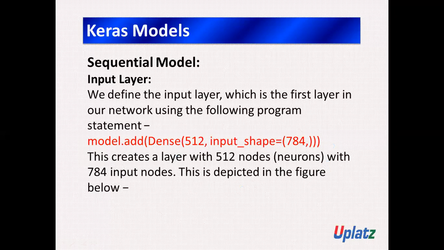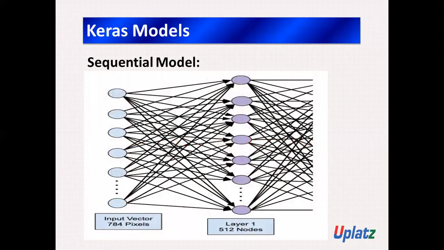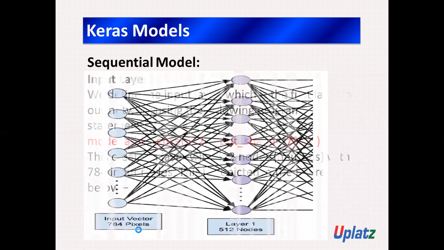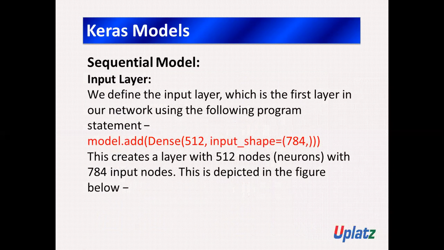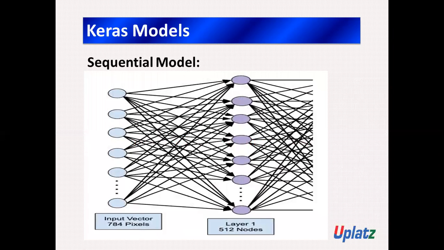This is depicted in the figure below. 512 nodes, 784 input. The layer 1, the input layer, with 512 nodes, and then the input vector with 784 pixels. Because we are specifying input_shape equal to 784. So this is going to create a layer with 512 nodes or neurons with 784 input nodes.